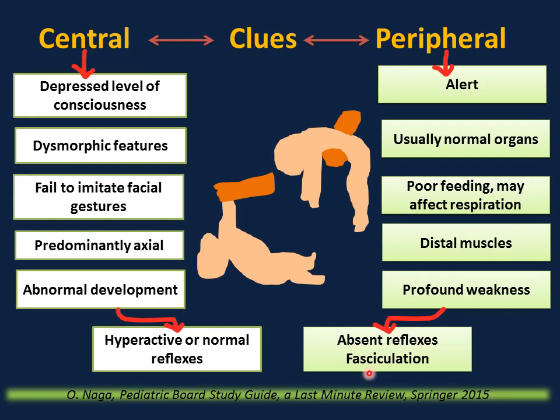And if you look at the tongue, which is the best place to look for fasciculations, which are spontaneous contractions of muscles, you will see the fasciculations in cases with lower motor neuron lesions or peripheral causes.